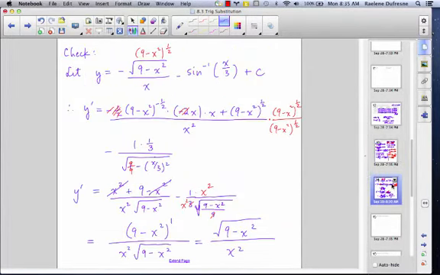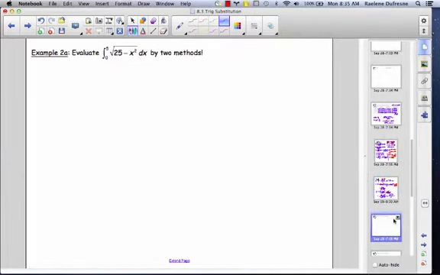antiderivative is correct. All right, let's evaluate the integral from 0 to 5 of the square root of 25 minus x squared dx by two methods. We are still reminded of the 1 minus sine squared theta identity. So we are going to let x equal a, which is 5, times the sine of theta. And dx is equal to 5 cosine theta d theta.